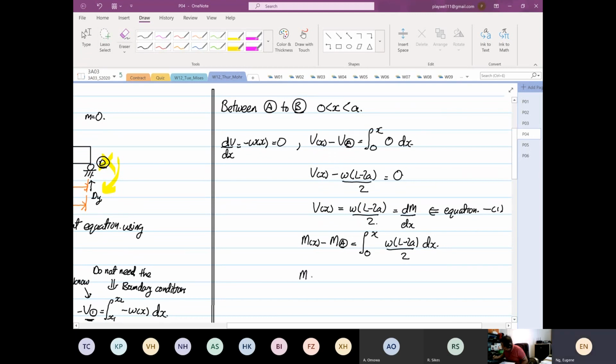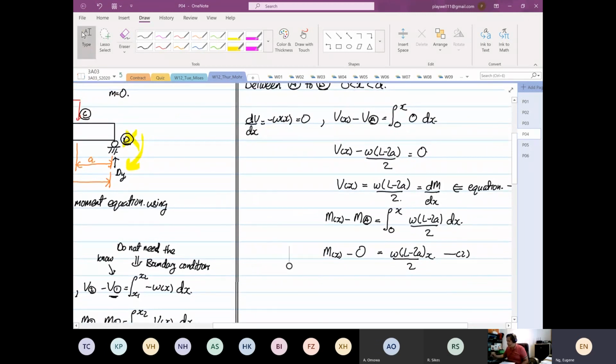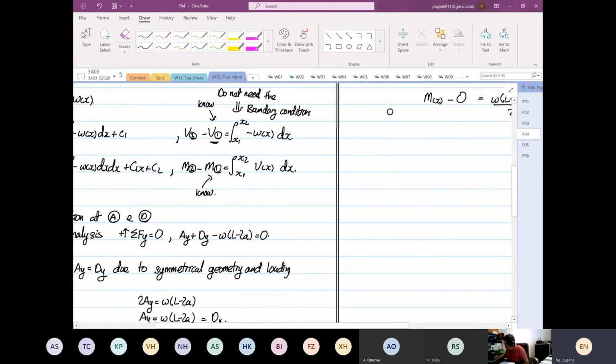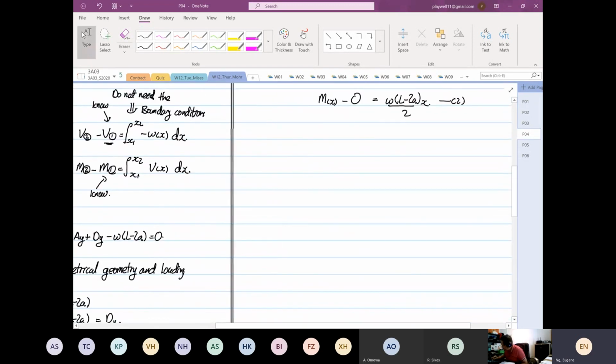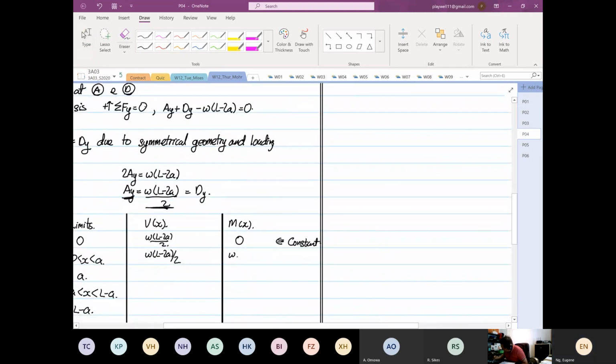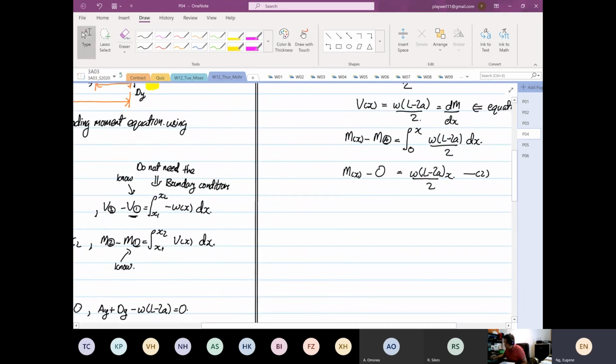So for M as a function of x, we know that moment at point A is equal to 0. So this will be equal to omega (L minus 2a) divided by 2 times x. So this is your equation number 2. Still no distributed load, so this method is still possible to use when you have non-distributed load. You can still use the same approach. So V is equal to omega (L minus 2a) divided by 2, whereas M as a function of x will become omega (L minus 2a) divided by 2 multiplied by x. Then we do the next point. I'll show 2 more points, then I'll stop.